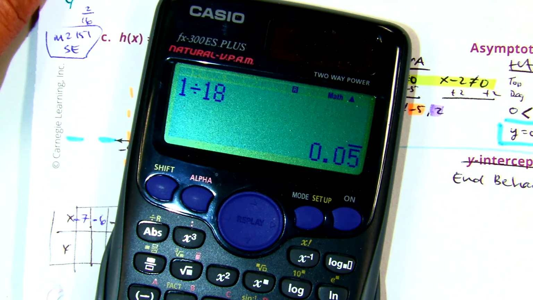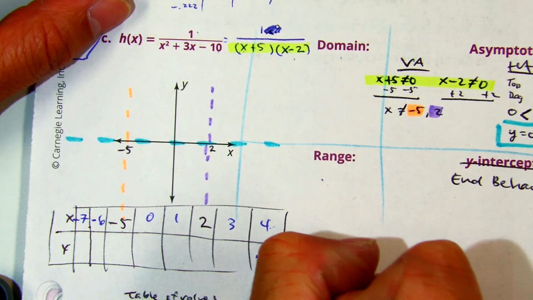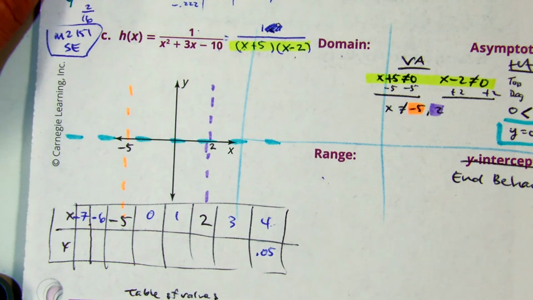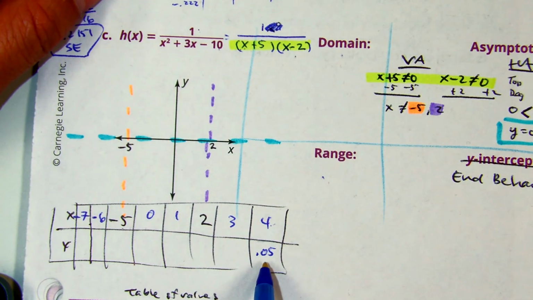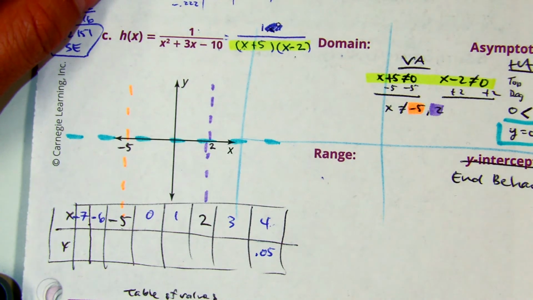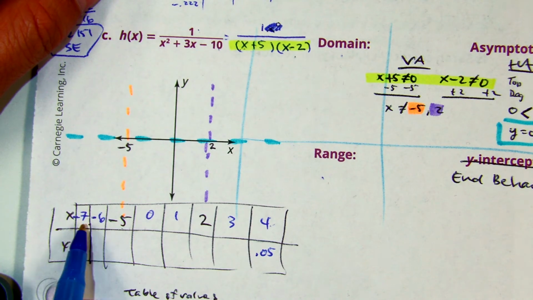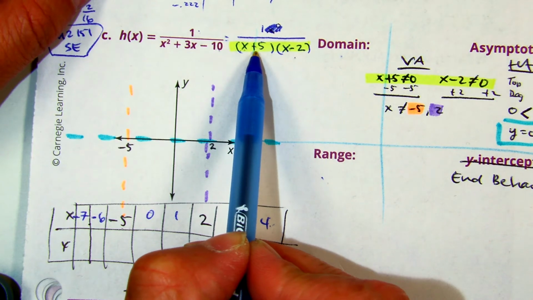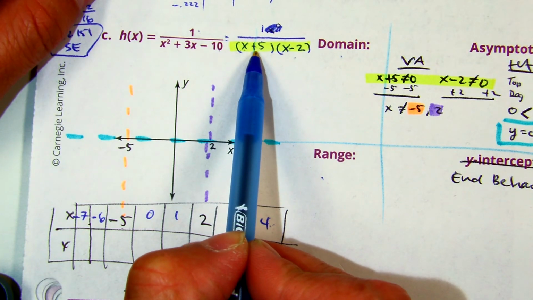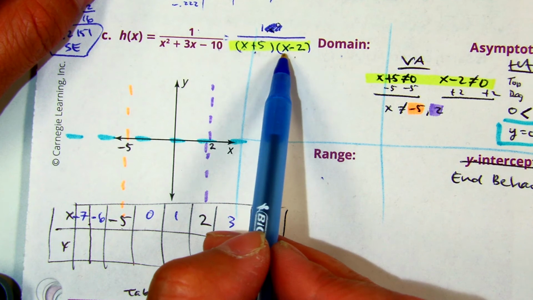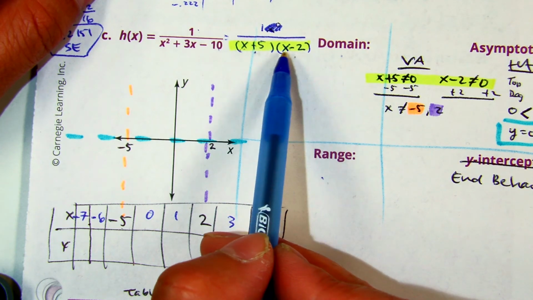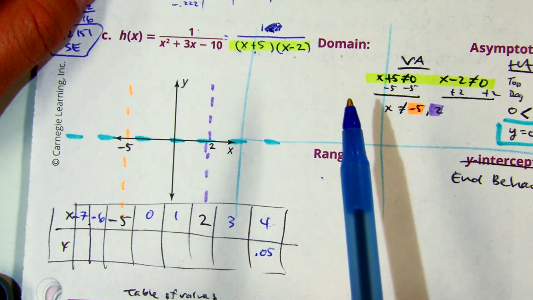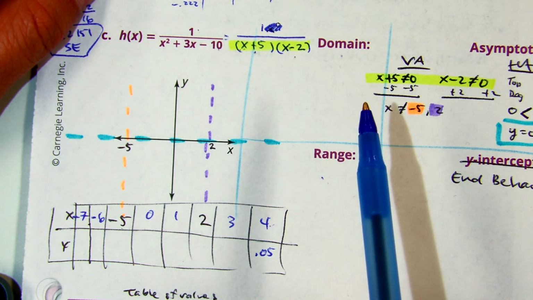I get 0.05. You need to pay special attention if it's positive or negative. That is super important. Someone shout out another number. Negative 7. Negative 7 plus 5. Negative 2. Negative 7 minus 2. Negative 9 times negative 2. 1 divided by 18. Oh, we just did that.